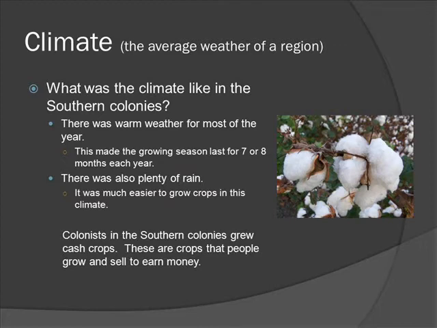And if you remember, cash crops are the ones that people grow just to sell and earn money. They don't really use them for themselves. They're not just feeding their families with them. So there's stuff like tobacco and cotton that are cash crops. They were able to do that because of the really, really long growing season in the southern colonies.